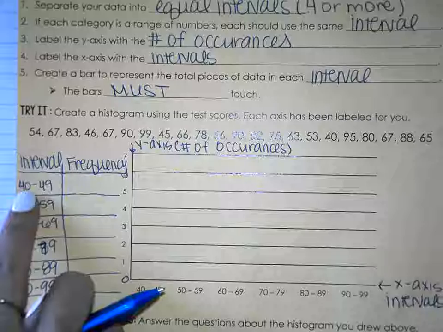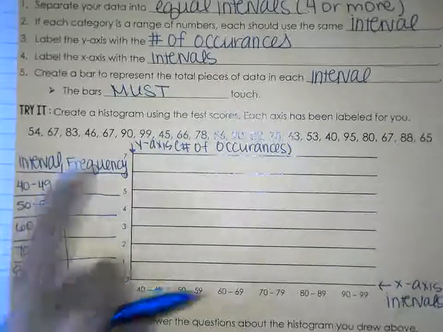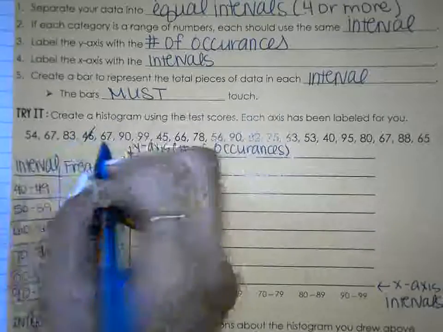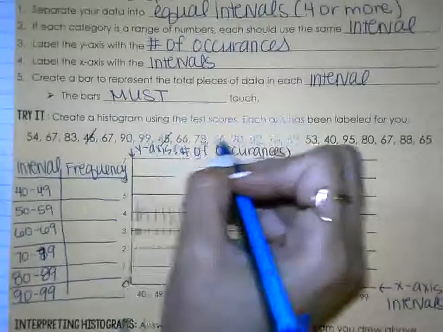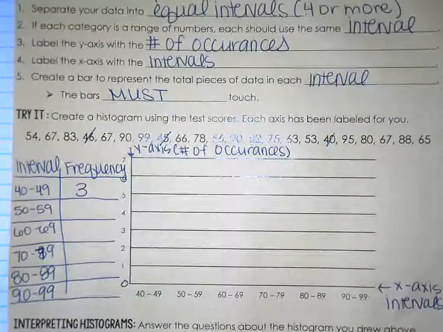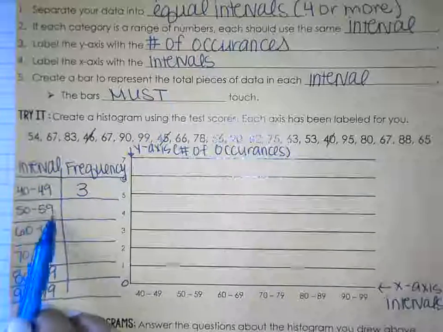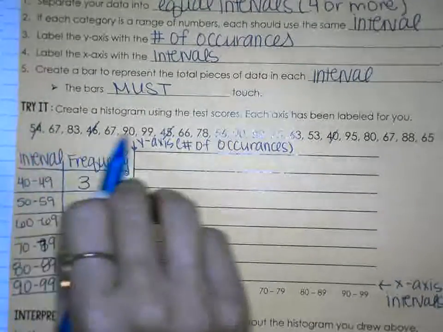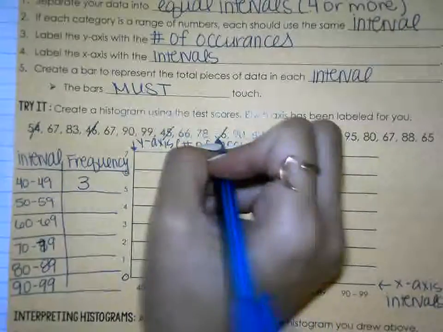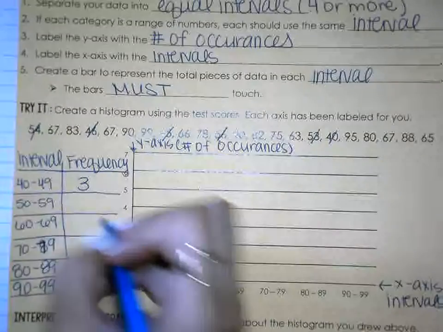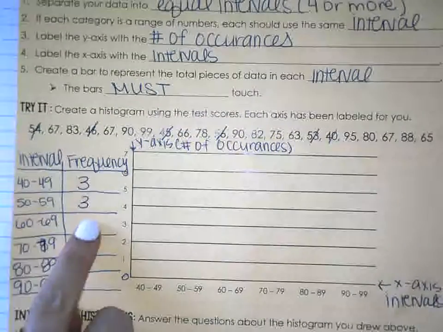So I need to count the numbers that are from 40 to 49, crossing them out as I go. So here's 1, 2, 3. So I have 3. Then I'm going to do 50 to 59. Cross them out as you go. 1, 2, 3. So I have 3 again.